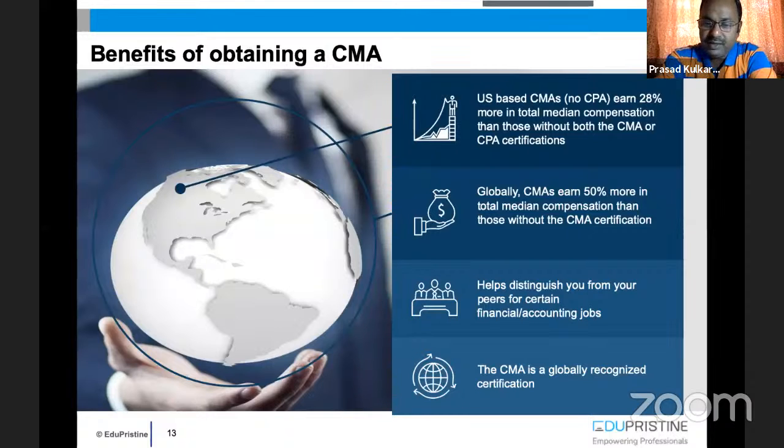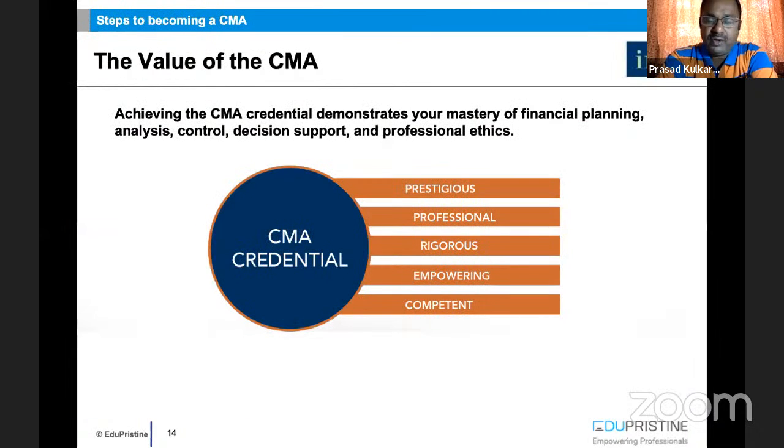Okay. Again, CMA is a globally recognized profession. If you go to any part of the world, you will have some support, some help. In the Middle East, it is in great demand. In India, it is in great demand. In other countries, also, it is in great demand. In the US, of course, it is in great demand. Okay. The value of CMA.